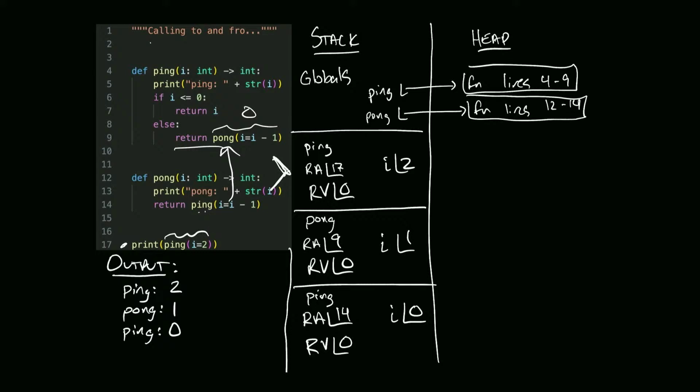So if I erase this, now we're going to send this 0 back down to line 17. Ping I is assigned 2, resulted in a value of 0, and so at this point we would finally print out 0, and that print statement is completed, and our function in our program is done.